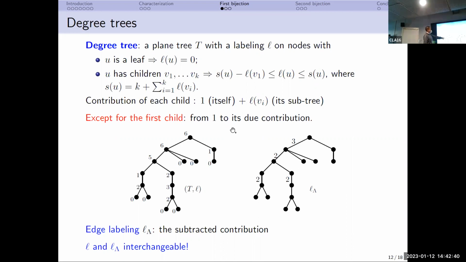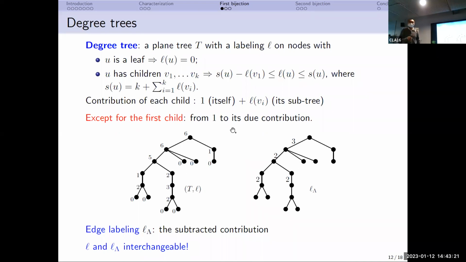However, because we can take away some of the contribution of the first child, it can vary from 8 to 3, because we can take away at most 5. And in this case, we take away 2. And in fact, we can just imagine that the 2 gets robbed on this edge, and we mark the 2 here on this edge. We see that the labeling on nodes and the labeling on edges are more or less equivalent. If you have one, you can compute the other. So we are going to use them interchangeably.